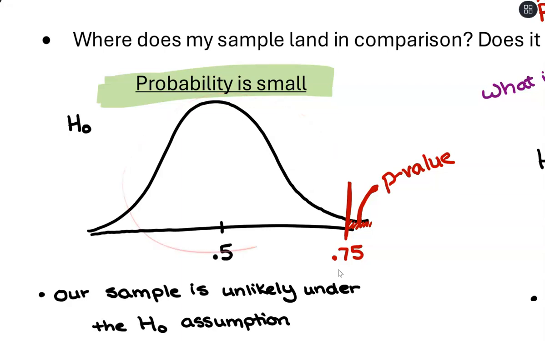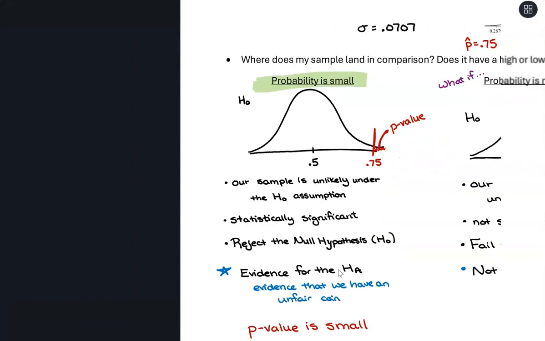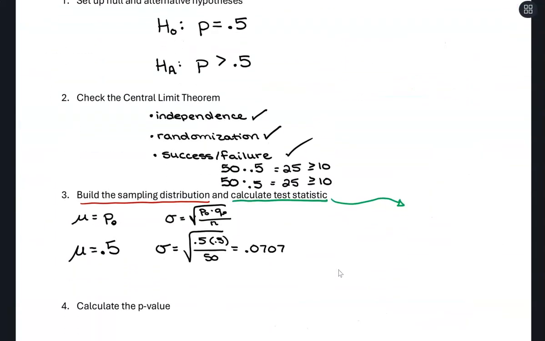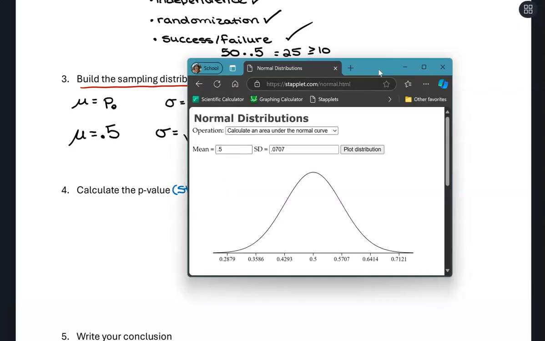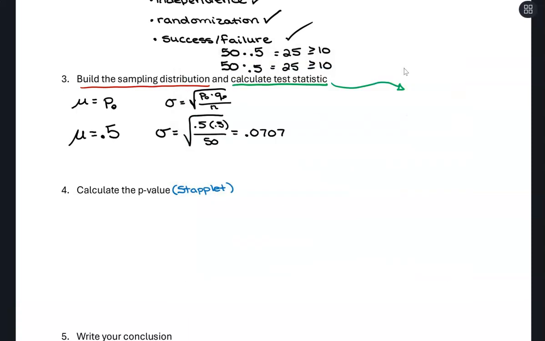And what we want is our sampling distribution that we just built. And then this is where the 0.75 finally comes in. We want to set that 0.75 as a cutoff. So to calculate the p-value, we're going to need to go to Statlet here. So we need to go to Statlet with our sampling distribution. So we're setting it up with mean of 0.5, standard deviation. So let's go ahead and do that, which I actually already have plugged in here. So normal distributions. For p-value, we want to calculate an area under the normal curve. Let's go ahead and make a note of that.